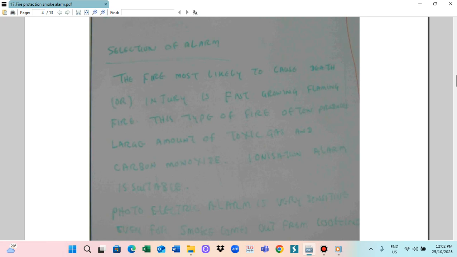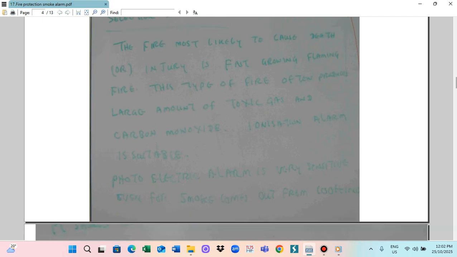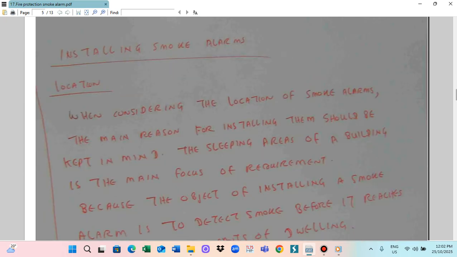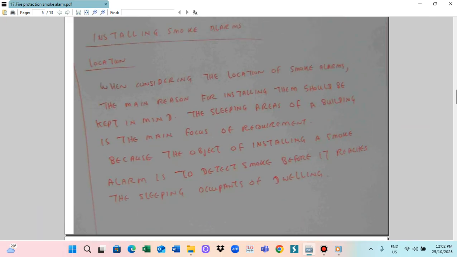In this case, we have to make the appropriate selection. Some are temperature sensors, some are light sensor systems. We have to install the appropriate smoke detector at the appropriate location. When considering the location of the smoke alarm, the main reason for installing it should be kept in mind. The sleeping areas of the building are the main focus, because the object of installing the smoke alarm is to detect the smoke before it reaches the sleeping occupants of the dwelling.